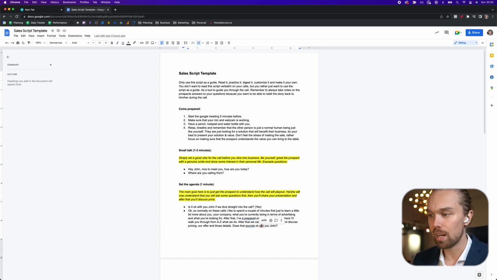And you will notice that all of this that I've written down here is just off the cuff. Nothing is perfect, and it doesn't really matter because you can do this your own way. The main thing when you set the agenda is that you have two different parties, and you just want to agree upon a framework for how the call will go. So you ask John, or whatever his or her name is, is it okay if we do it like this? I ask you some questions first because I just want to figure out what you're looking for and what you currently do in terms of advertising and so forth.